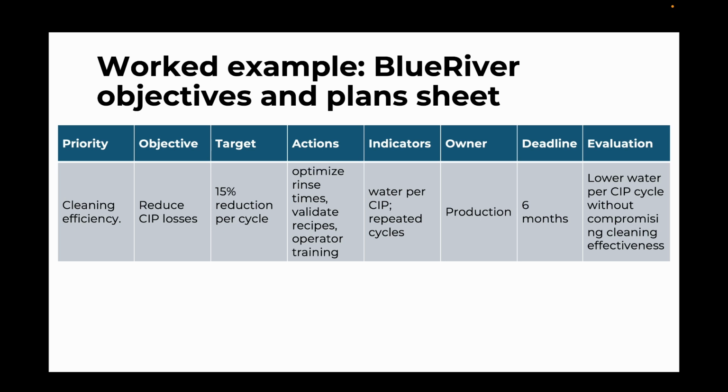Third priority is cleaning efficiency. So the objective is to reduce cleaning in place losses. So the indicators include water per cleaning in place cycle and repeated cycles. And also, how do we evaluate effectiveness? So lower water per cleaning in place cycle without compromising cleaning effectiveness. The actions: optimize rinsing times, validate recipes, operator training.